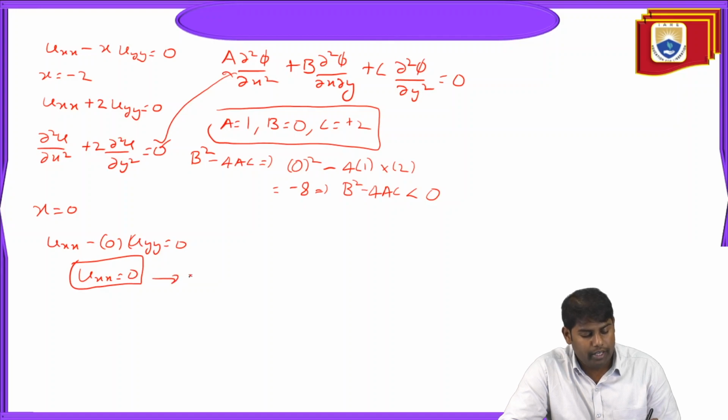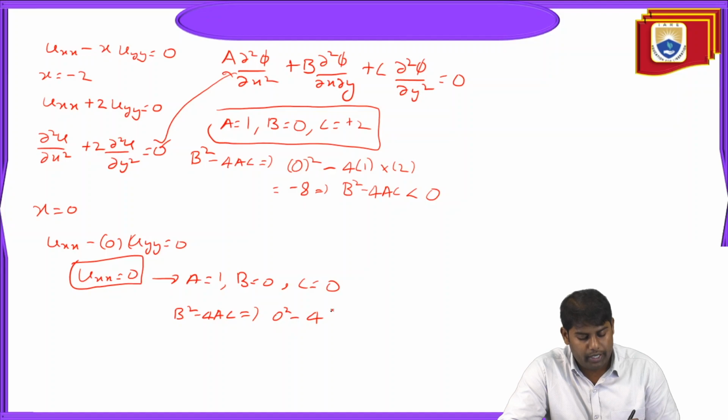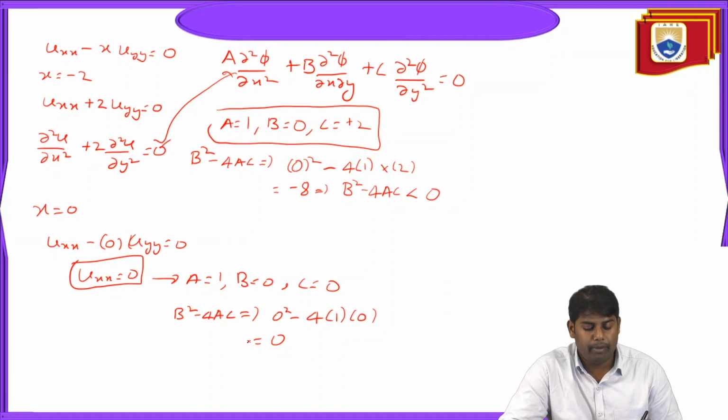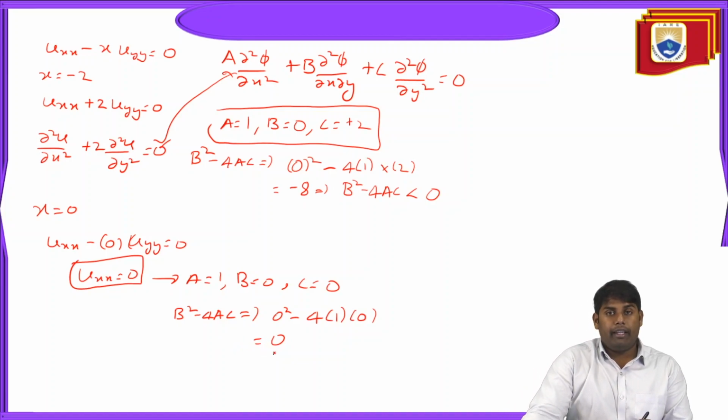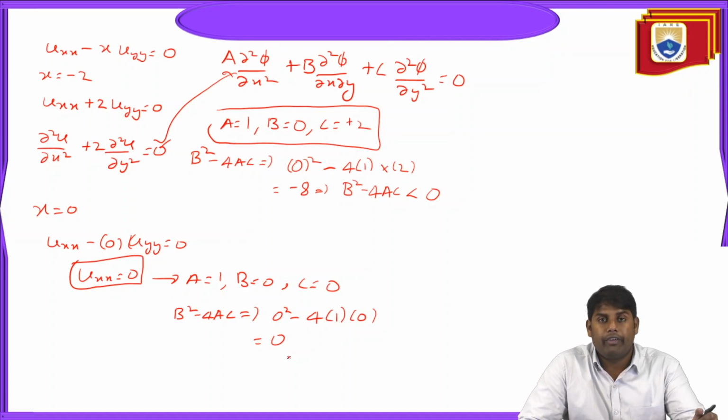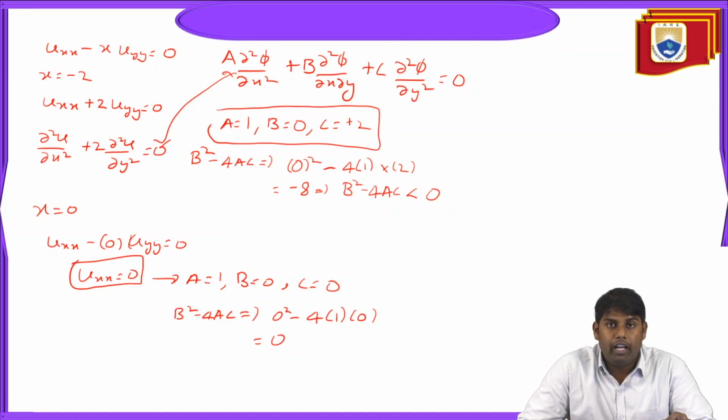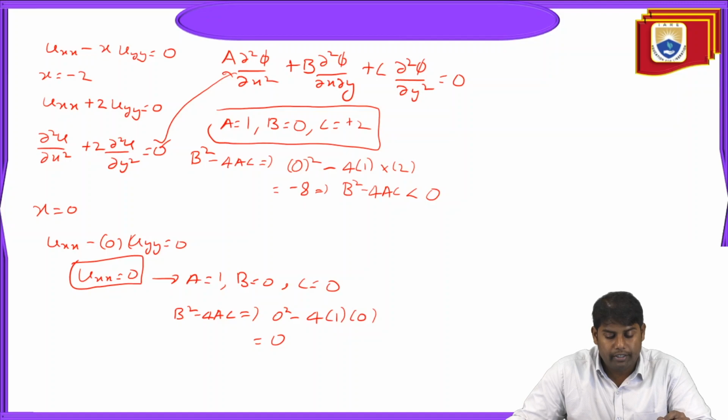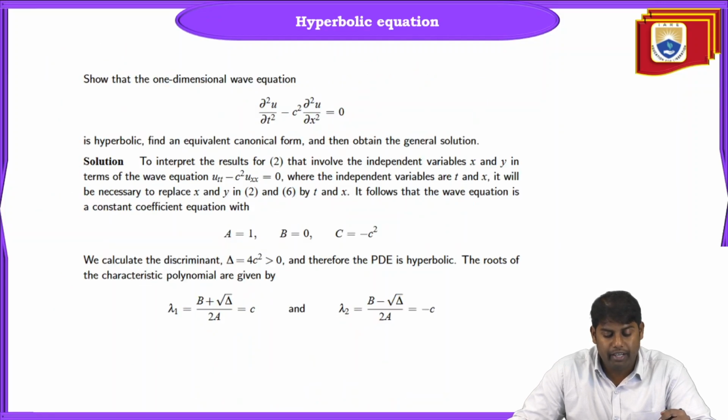So here what is the value of a? A is equal to 1, b is equal to 0, c is equal to 0. So therefore b square minus 4ac is 0 square minus 4 into 1 into 0, which has come as 0. So therefore this will be parabolic. So the Tricomi equation, so what happens in the Tricomi equation? When the value of x changes, the behavior of the partial differential equation changes. So this is what we have in this equation. So here you can see the Tricomi equation.